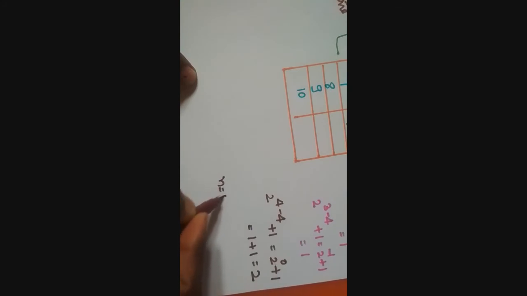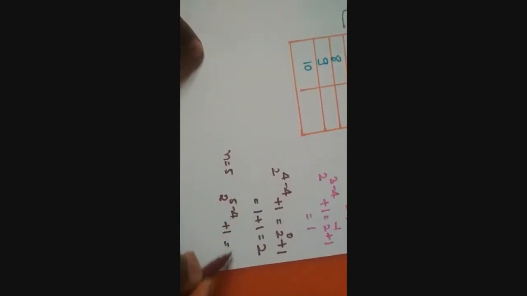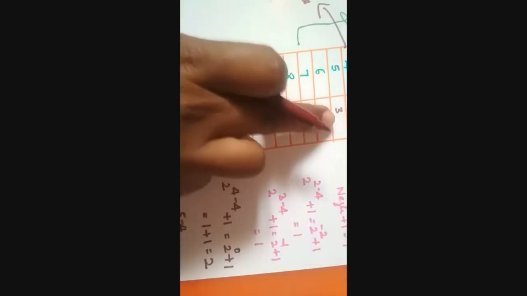Similarly, you can apply N equal to 5. 2 to the power of 5 minus 4 plus 1. That is 2 to the power of 1, which is 2, plus 1. Hence, in pentane, we expect 3 isomers.